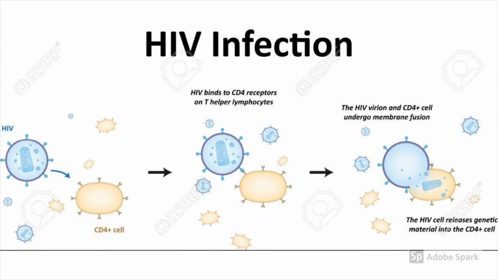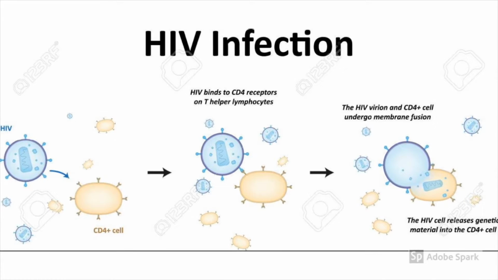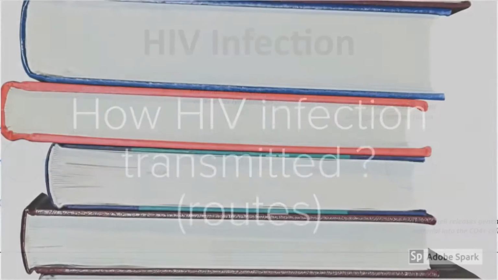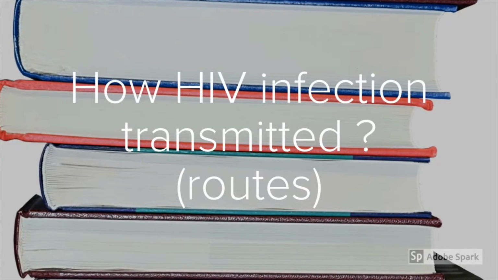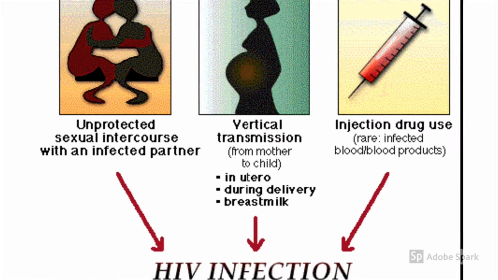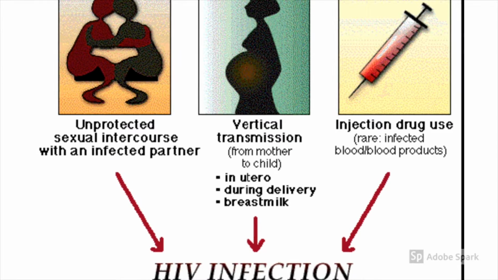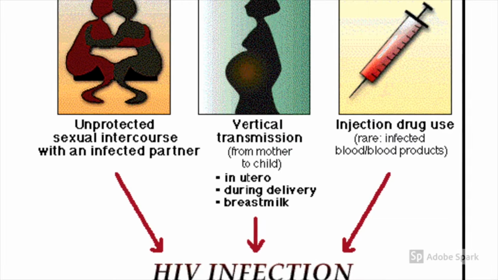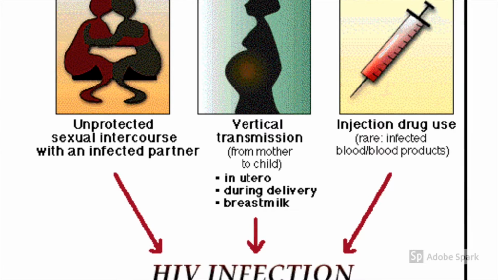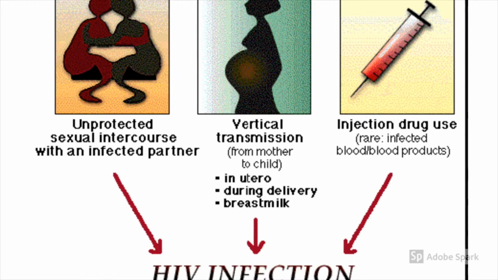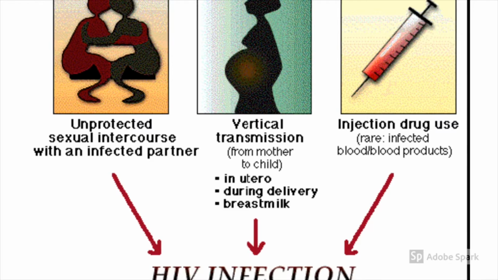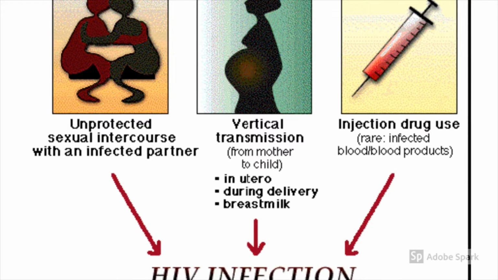As you can see, this is an example of how HIV infects the cell. HIV is transmitted by unprotected sexual intercourse with an infected partner, which is sexual contact, vertical transmission from mother to child, and the third one, injection drug use.